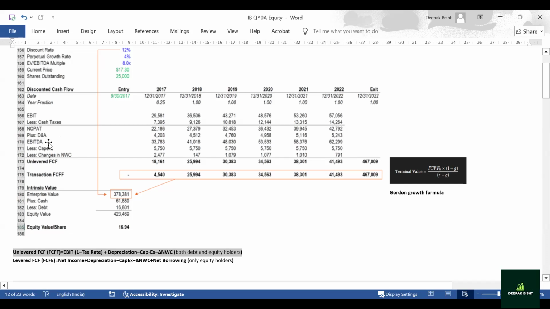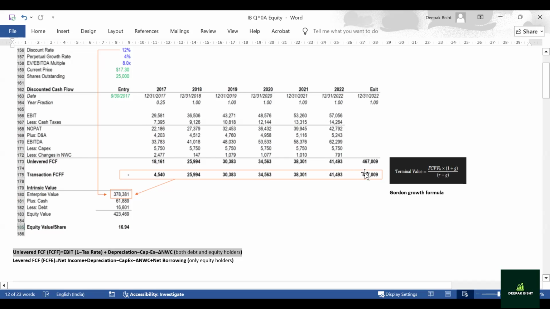And then we have subtracted capital expenditure and we have subtracted changes in net working capital. And this has given us our unlevered free cash flow. So we have calculated, based on our assumptions, the unlevered free cash flow for all these years. And then we have calculated our terminal value based on the last forecasted period.